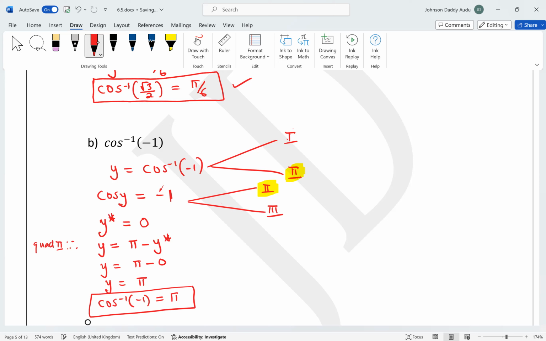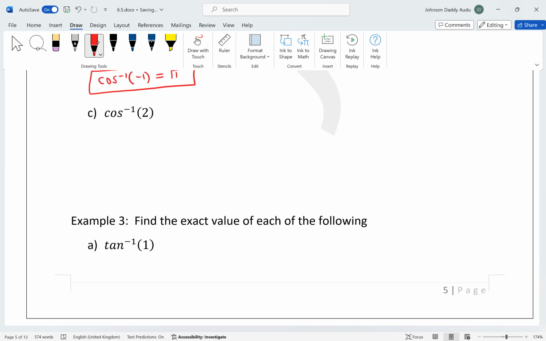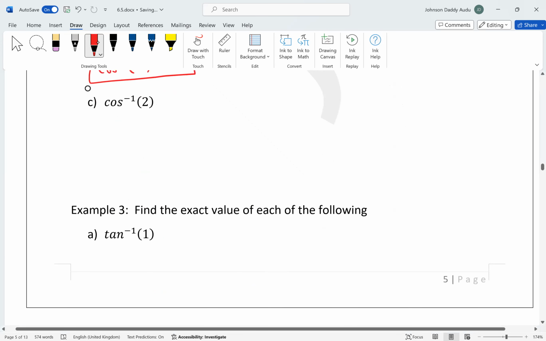And you can check, if you take cosine of pi, what do you get? You get minus 1. All right.